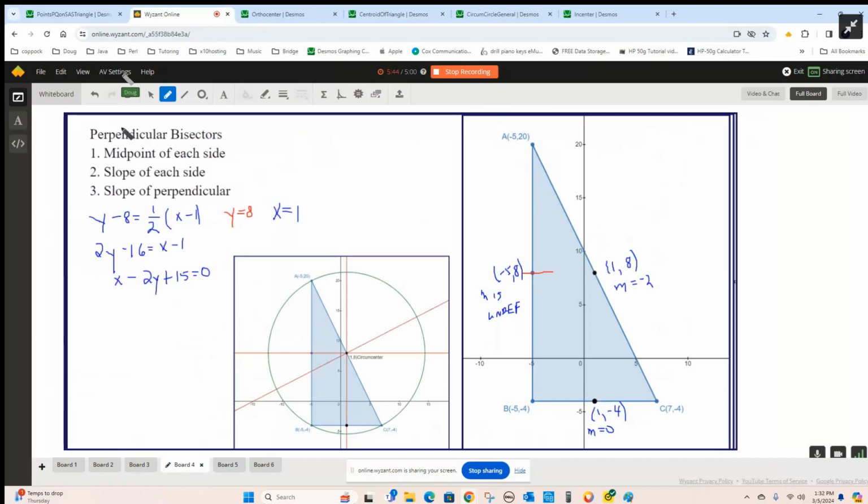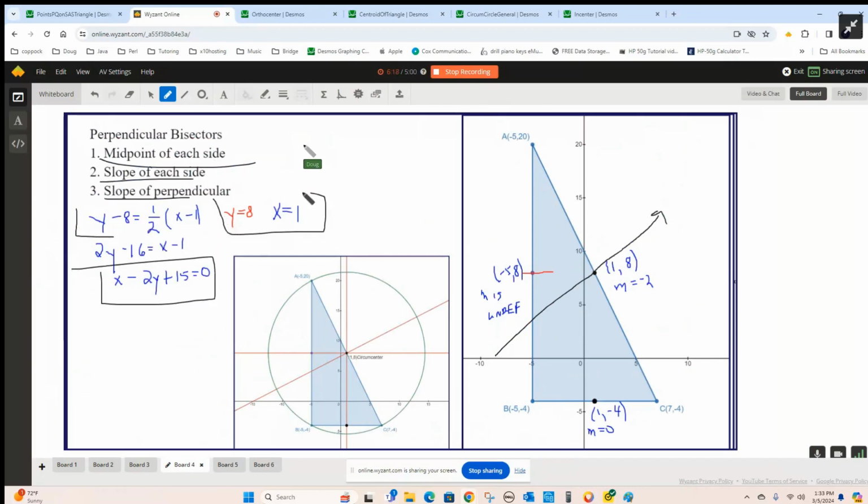For perpendicular bisectors, you need to know the midpoint of each side, the slope of each side, and the slope of the perpendicular. So again, for this perpendicular bisector, we find the midpoint of the side. The slope of this line is negative 2, so the slope of the perpendicular is 1/2. There's the equation. And these others are straightforward because they're perpendicular to horizontal and vertical lines.